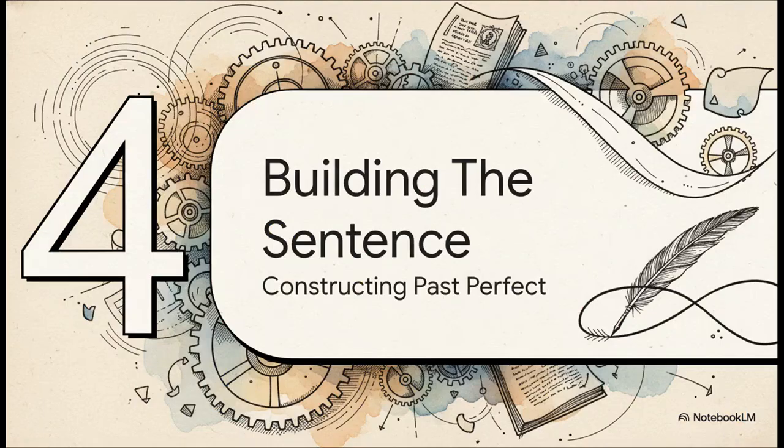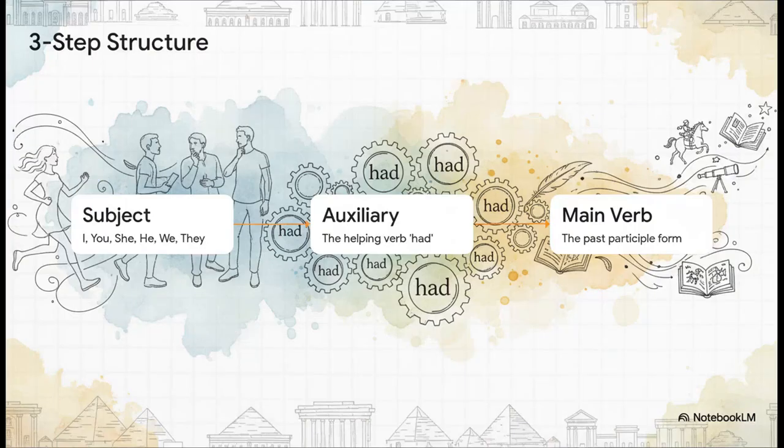Okay, on to section 4, building the perfect sentence. So the crucial point here is how we actually put together these time-traveling sentences. Fortunately, the structure is wonderfully simple. It's just a 3-step formula. Step 1, your subject. Step 2, your auxiliary or helping verb, which is had. And step 3, the main verb in its past participle form.